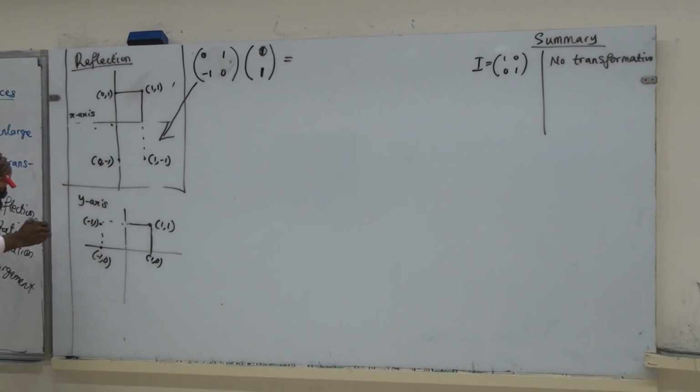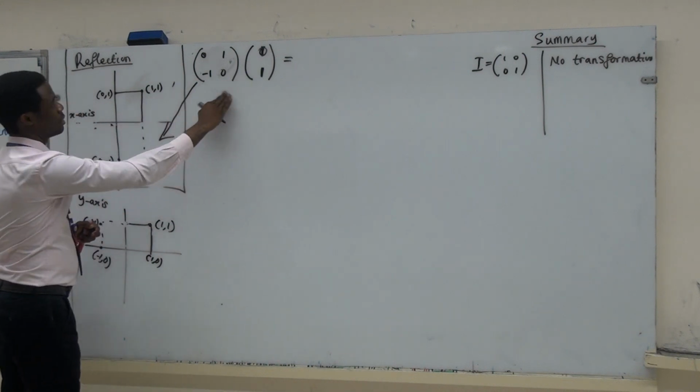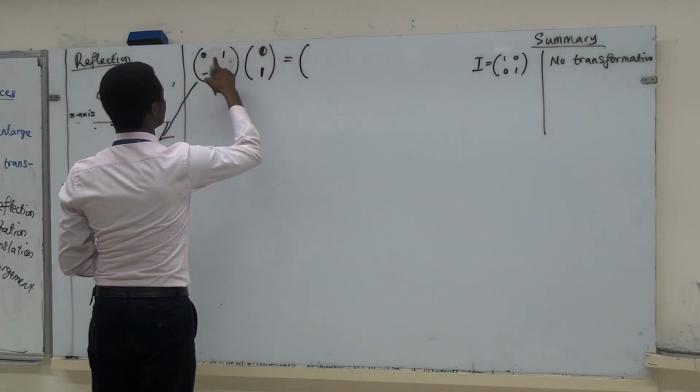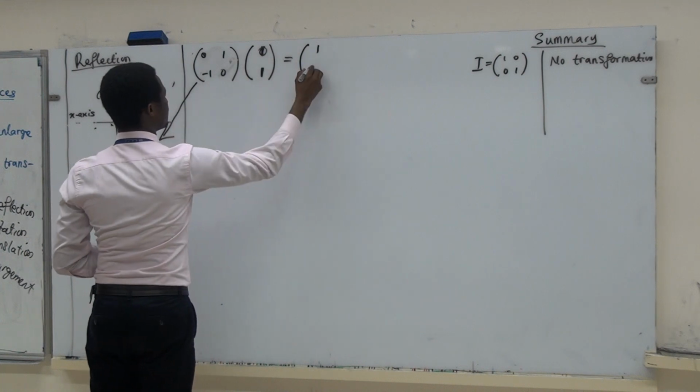0, negative 1. So multiply, what do you have? Is everybody part of this? If you multiply that, what point do you get? 1. Multiply this. 1, 0. Okay, so the first one is 1, and this is 0.